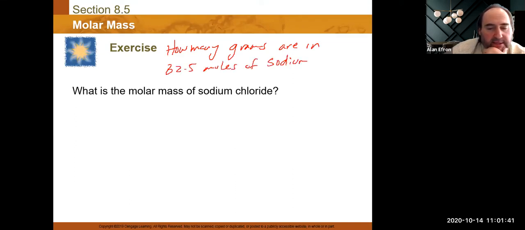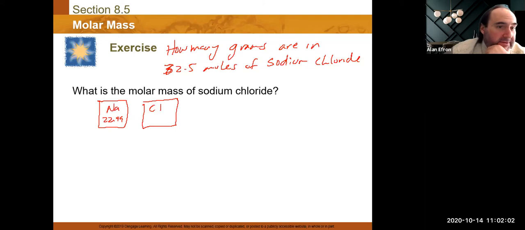So why don't you take a little bit here and see what you come up with, and I'll also answer this question in case you don't have a periodic table on you. I suppose you probably should, I imagine. This is what it looks like underneath sodium. This is what it looks like underneath chlorine. 35.45, and 22.99 for sodium.